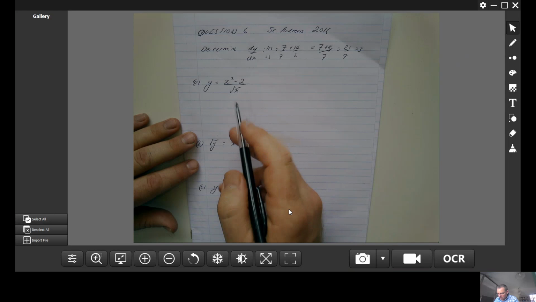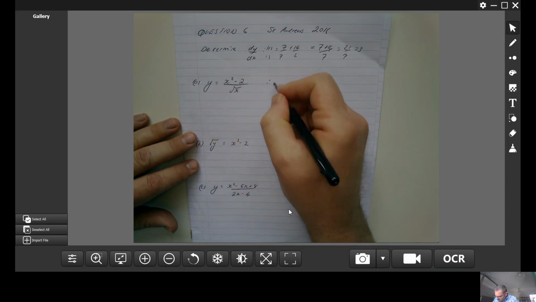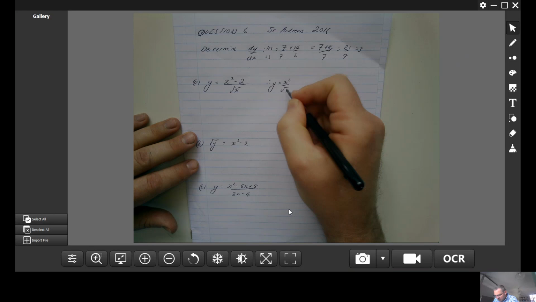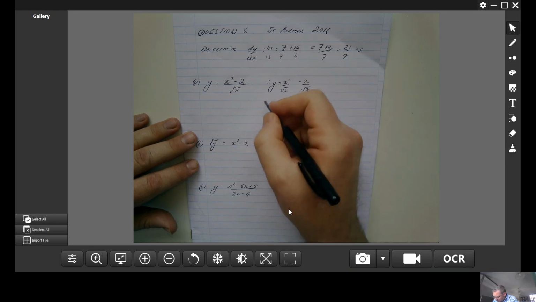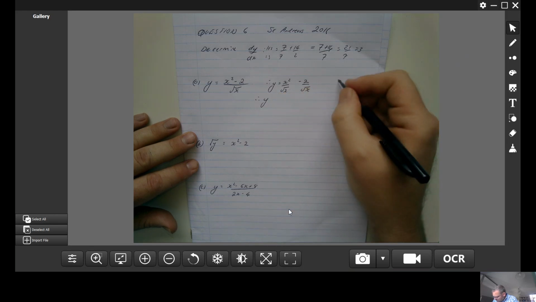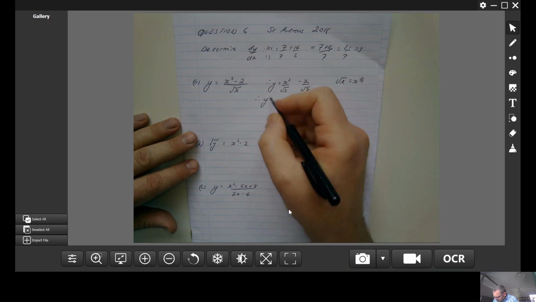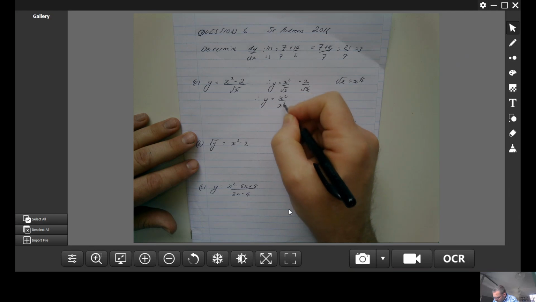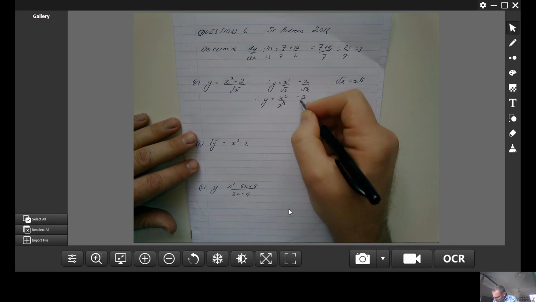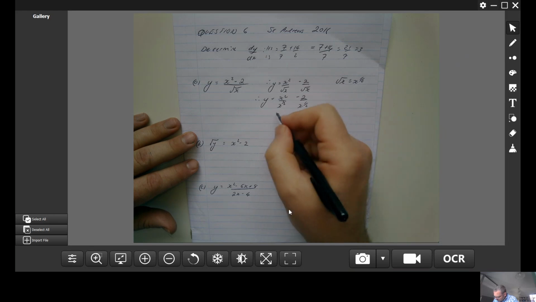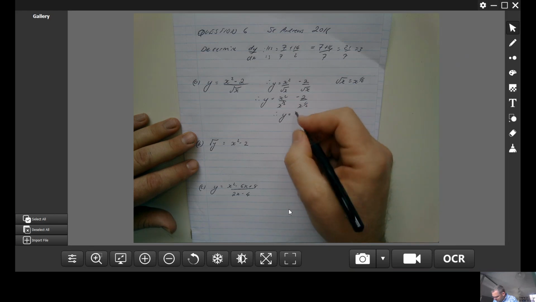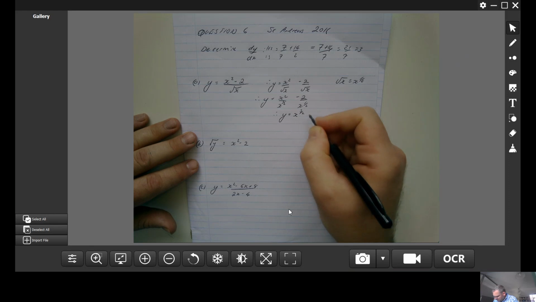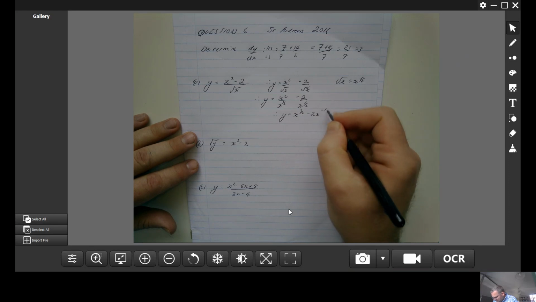Okay, so here we're going to rewrite this as y is equal to x squared over root x minus 2 over root x. But then remember, root x is equal to x to the half. So you get y is equal to x squared over x to the half minus 2 over x to the half. Okay, and then you go y is equal to, you've got 2 minus a half. 2 minus a half is 3 over 2. Okay, so you get y is equal to x to the 3 over 2 minus 2 x to the negative half.